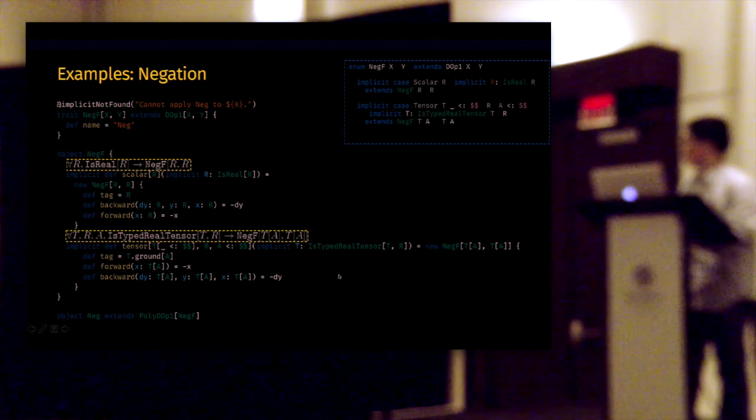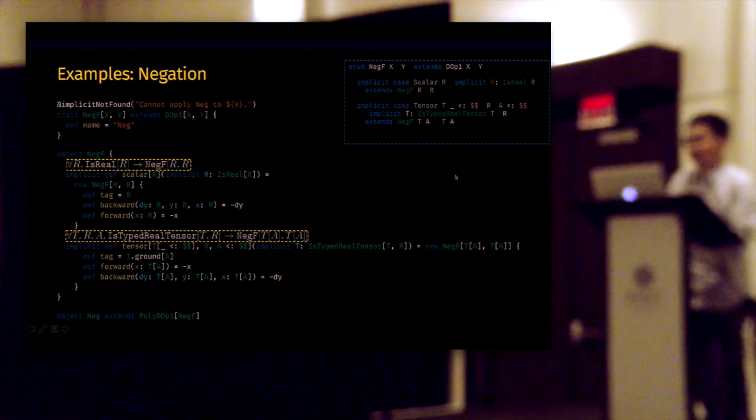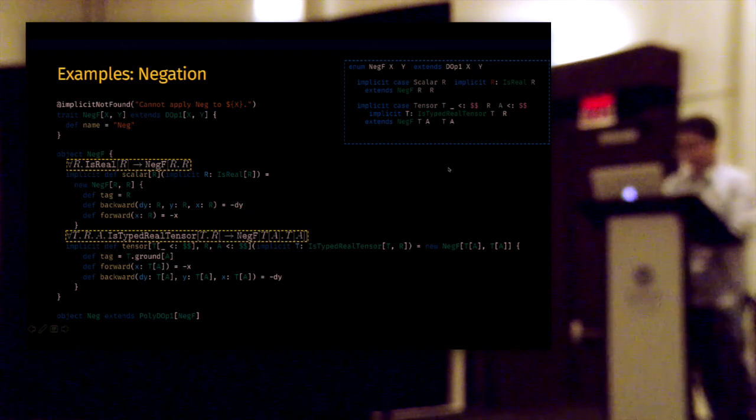Because of the recent Dotty design, I would like to write this in this way. This is my proposed Dotty syntax. I don't know if this is currently possible in Dotty. So NegF would be an enum, and the two cases would be implicit cases. I don't know if Dotty supports implicit case now, but this is really what I want for this. So this is negation.